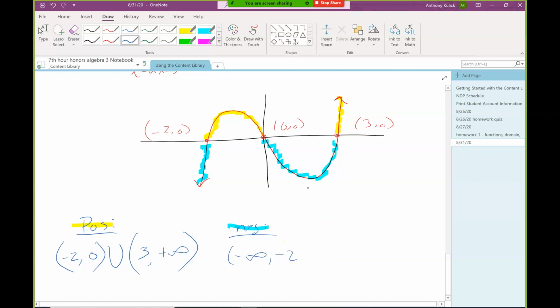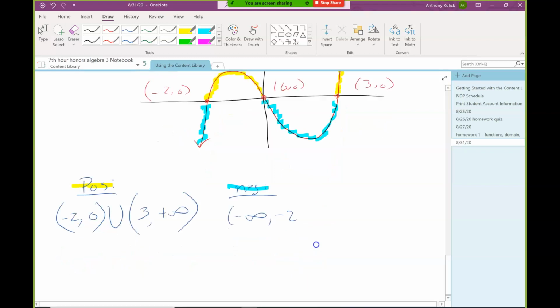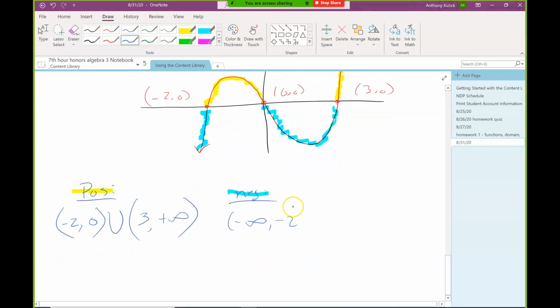Should the -2 get a bracket or a parenthesis? Should get a parenthesis because that point -2 isn't below the x-axis. Remember, that's what negative means, is below the x-axis. Okay, well then we'll use our union and connect the next interval. The next interval begins at what point? 0, 0, but all we care about is the x-coordinate, so we'll write 0. And it ends at 3, 0, but all we care about is the x-coordinate, so we'll write 3.